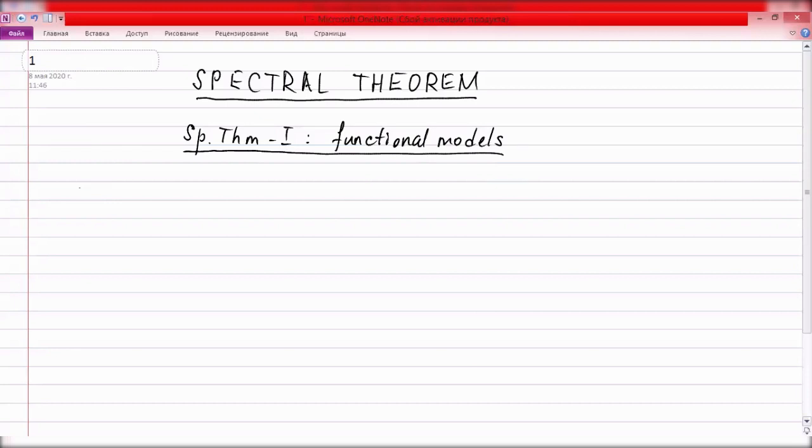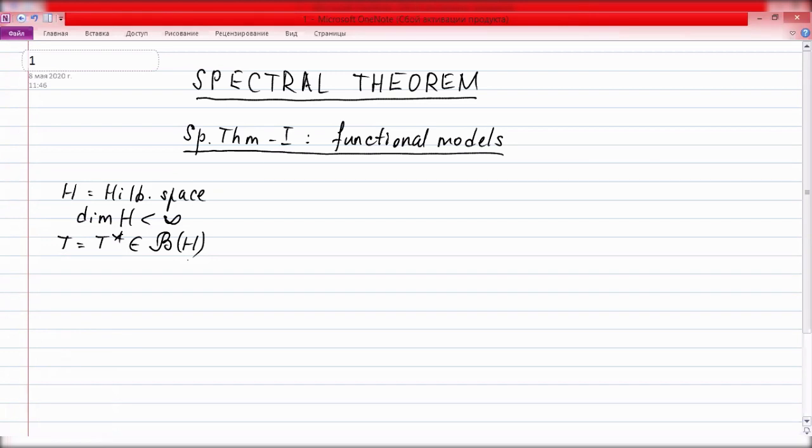So first of all, let's suppose that we have a finite dimensional Hilbert space, H. And suppose that T is an operator. For simplicity, we assume that it is a self-adjoint operator on H. Then you probably know from your linear algebra course that such an operator is diagonalizable in the sense that there exists an orthonormal basis in H such that the matrix of T with respect to this basis is diagonal.